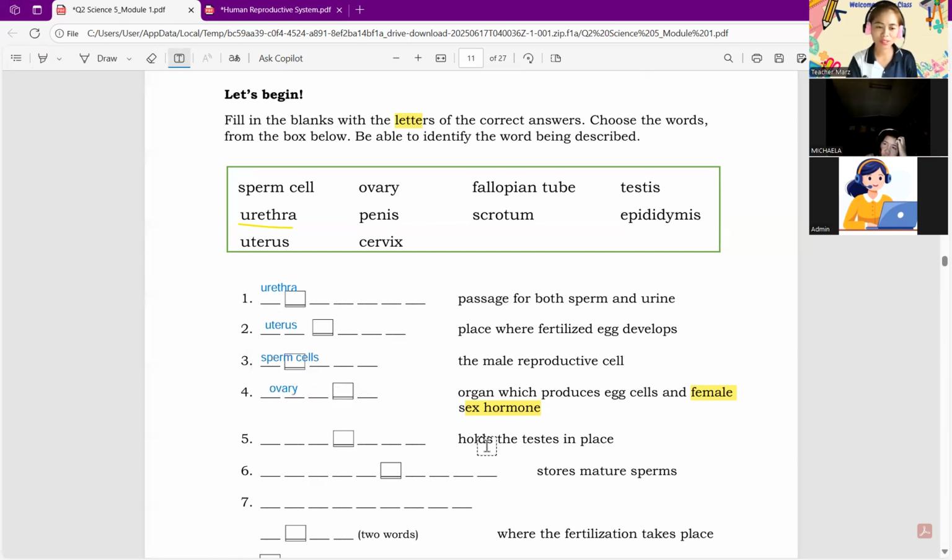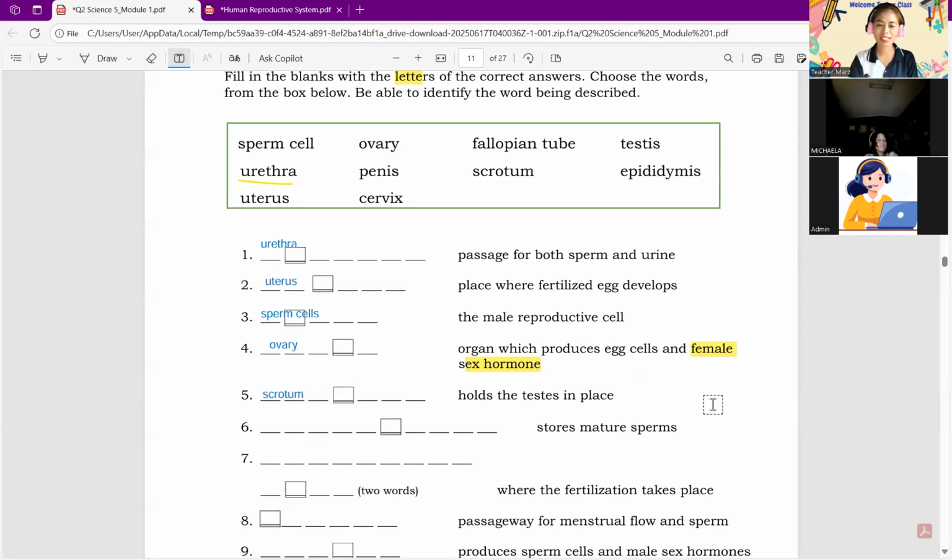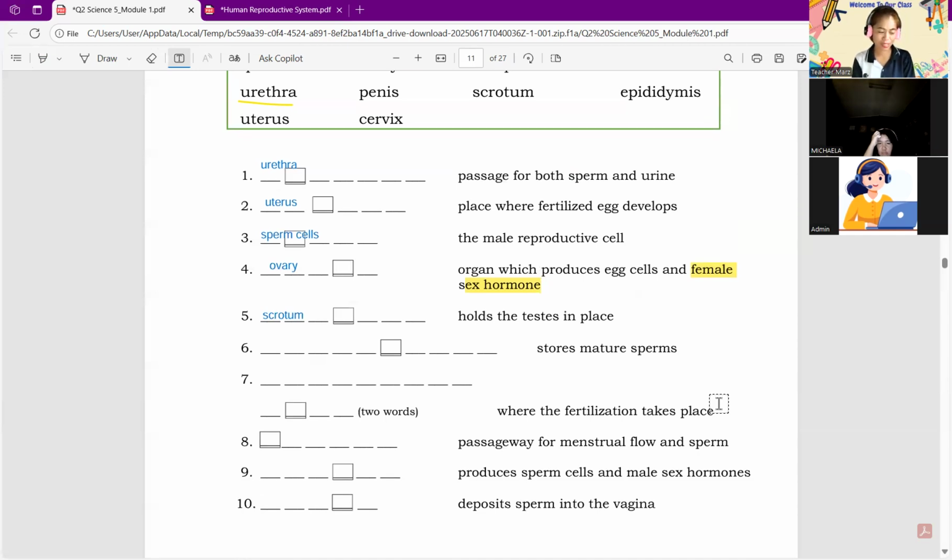Okay, so how about number five? It holds the testes in place. Scrotum. Okay, very good. Scrotum. So how about number six? Stores mature sperms. Epididymis. Okay, very good. So how about number seven?